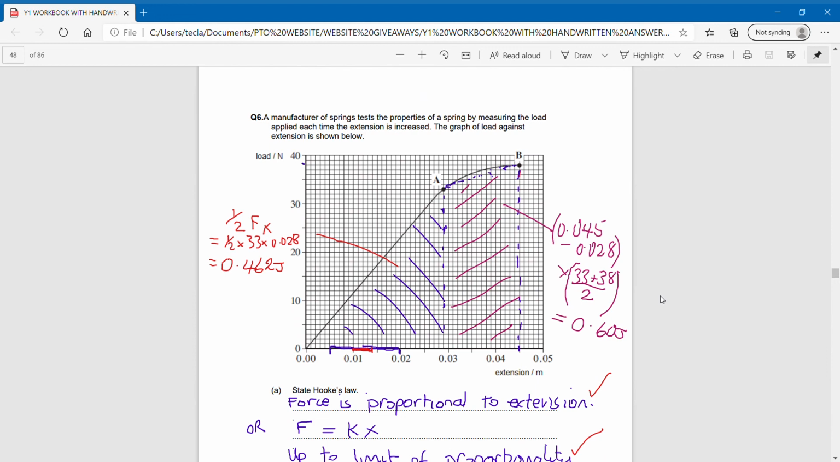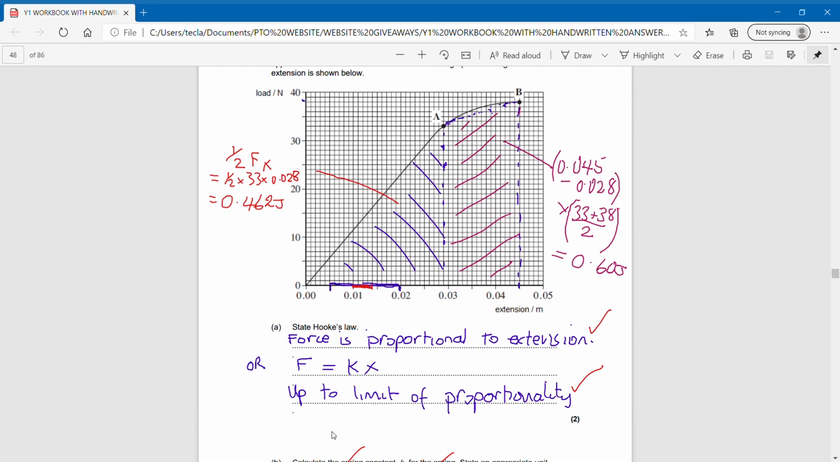Question 6. A manufacturer of springs tests the properties of a spring by measuring the load applied each time the extension is increased. The graph of load against extension is shown below. A. State Hooke's law. So Hooke's law is where force is proportional to extension, or we can write F equals kx for this first mark, up to the limit of proportionality for the second mark.